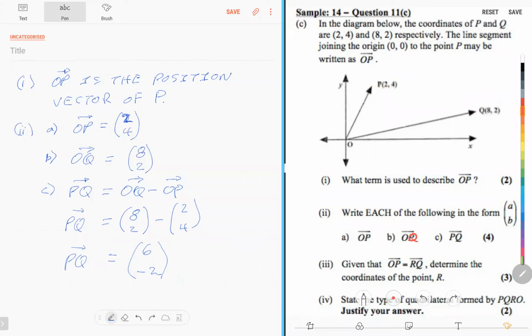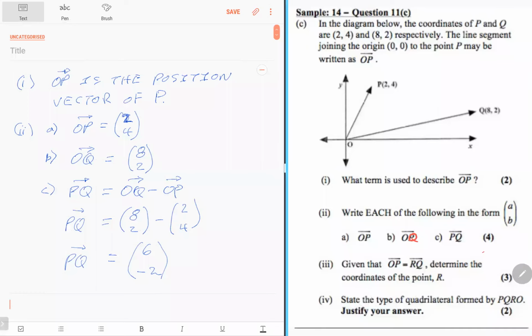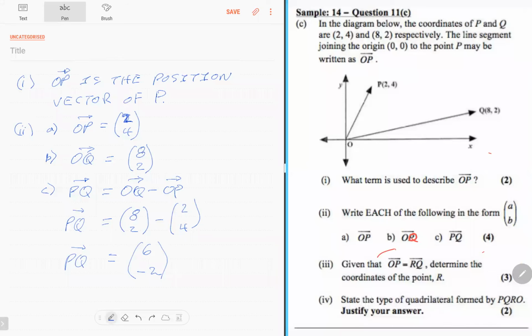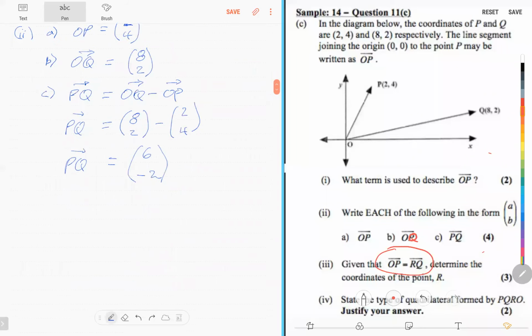All right. Then we'll come down to this part now. Down here now, we want to know, they tell us that OP is equal to RQ. I want to determine the coordinates of R. So R is a point that they are introducing now. All right, so let's use a vectors method to do that.